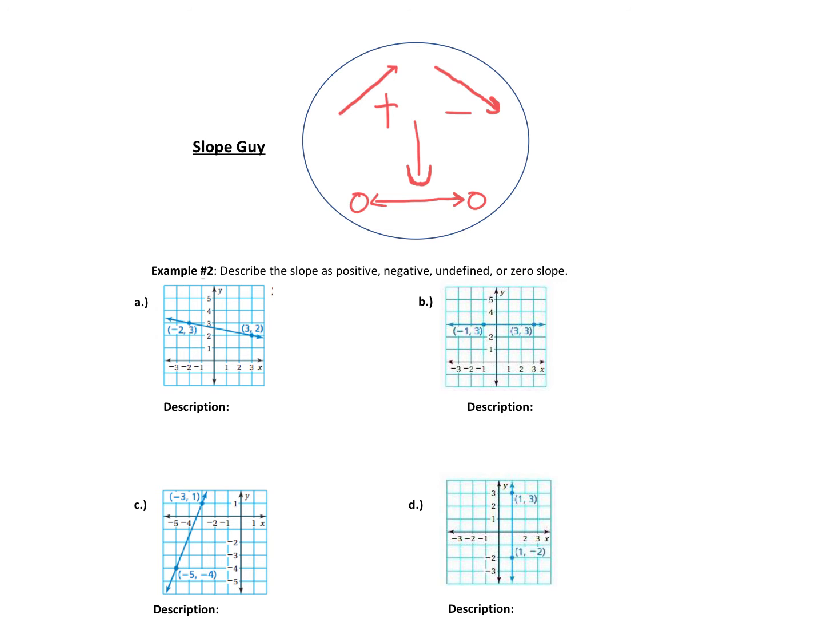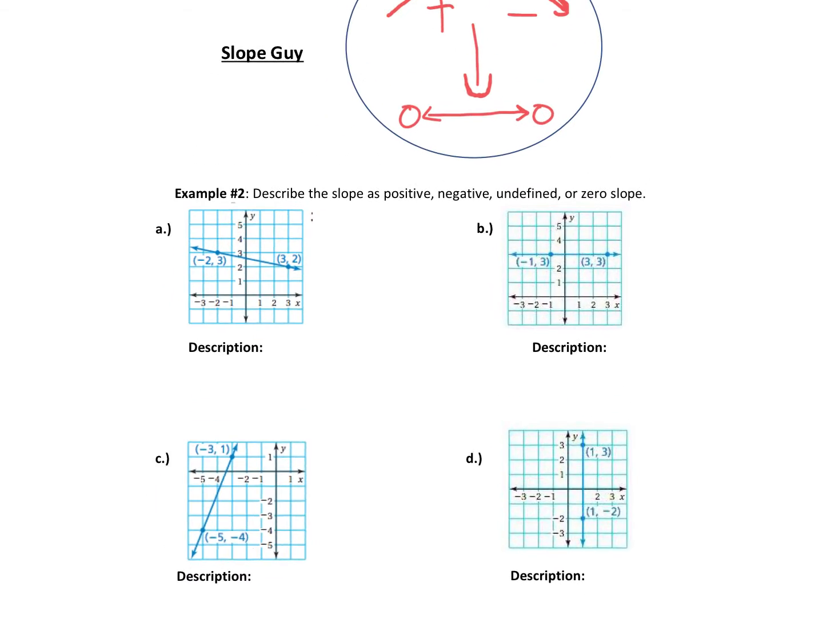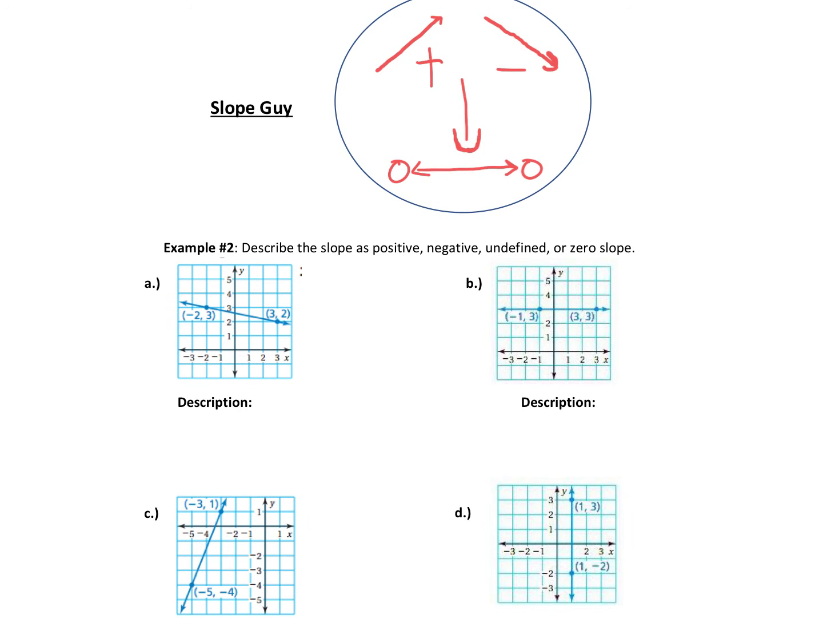All right, so now we're going to describe the slope as positive, negative, undefined, or zero from these graphs here. So let's take a look at this first one. We have a slope that is going from the left side of the graph. Remember, we always start on the left side of the graph, and it is going down. Sometimes, it helps me remember, on the left side of the graph, I'll draw a little person. Here's Mr. Slope Guy. Hi. And he's going to have to go down. So then I know that it is a negative slope.